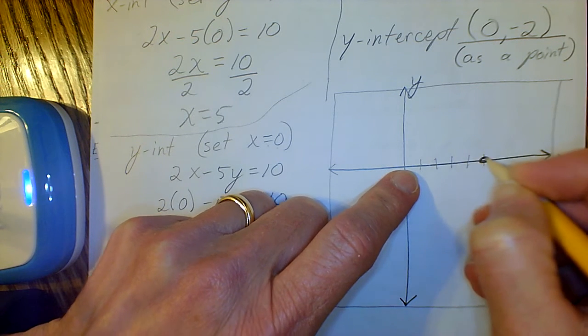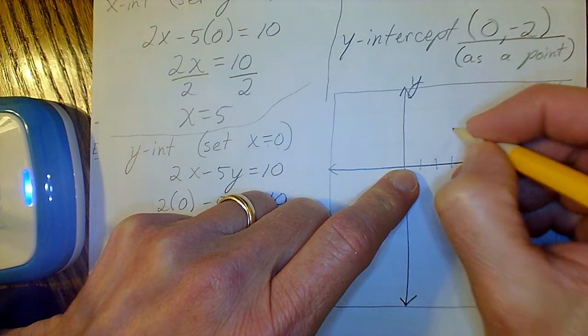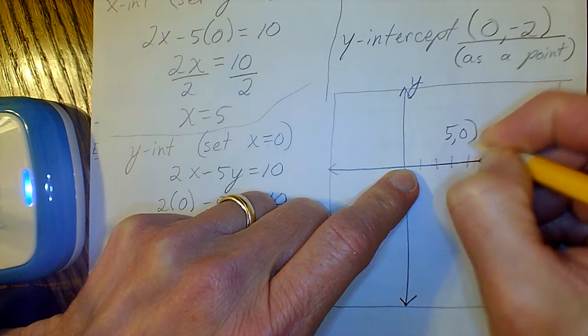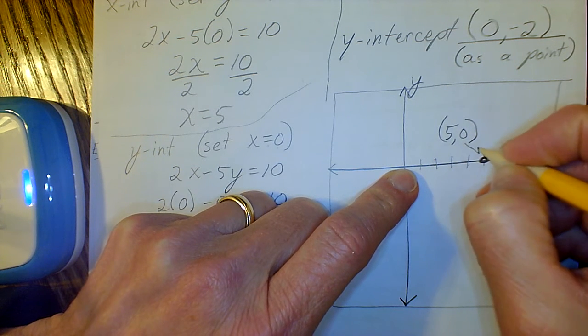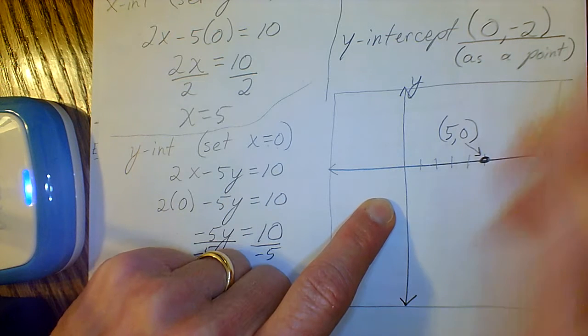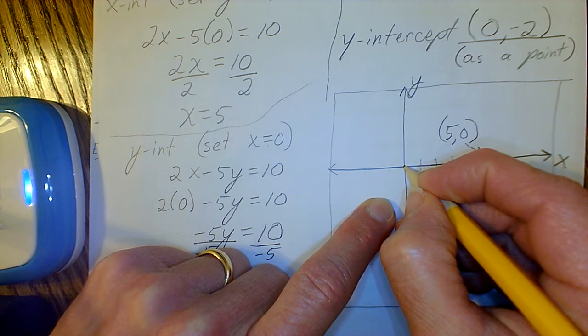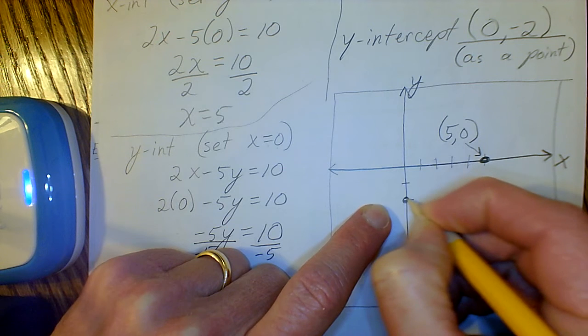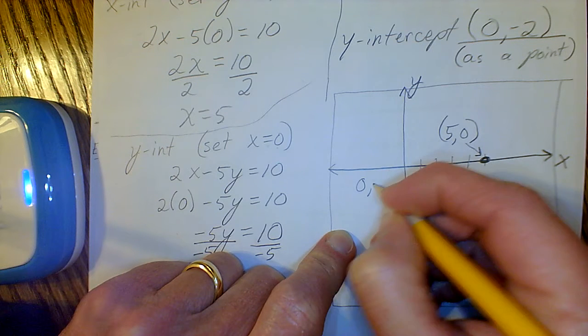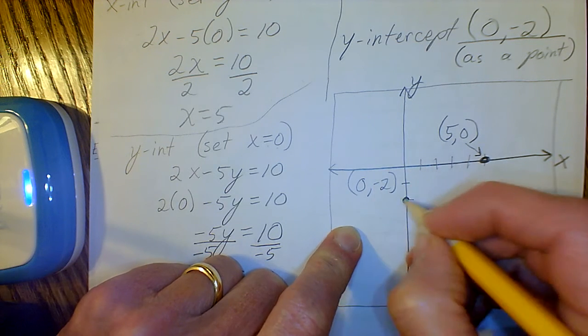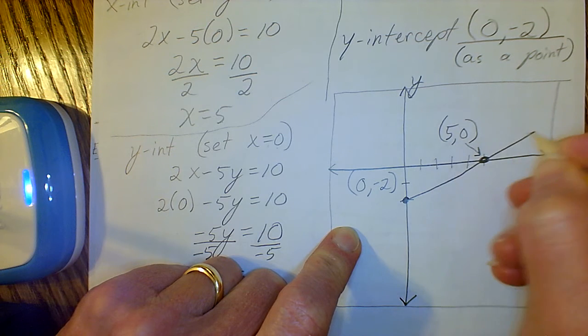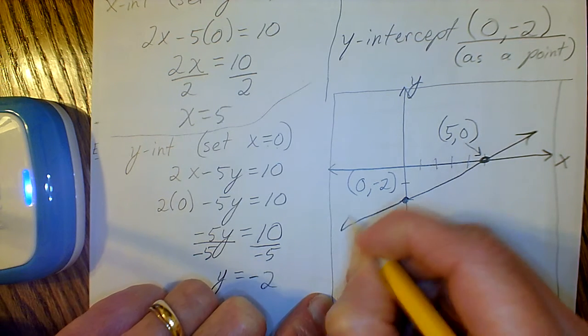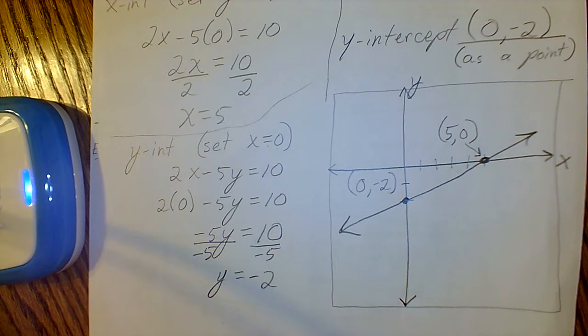I'm going to put a dot right there. I'm going to call that the point 5, 0, because that's what it is. And then I'm going to come down to the point 0, negative 2. So I come back to the origin, I go down by 2, and that's going to be right here. This is the point 0, negative 2. Go ahead and label them so I'll know what points it is that you're trying to show on your graph. And here's the line that goes through those 2 points, and we're done.